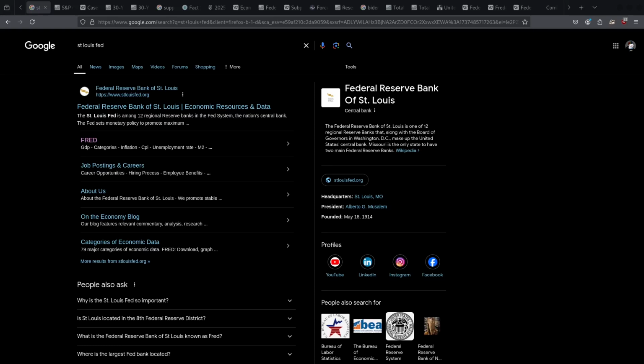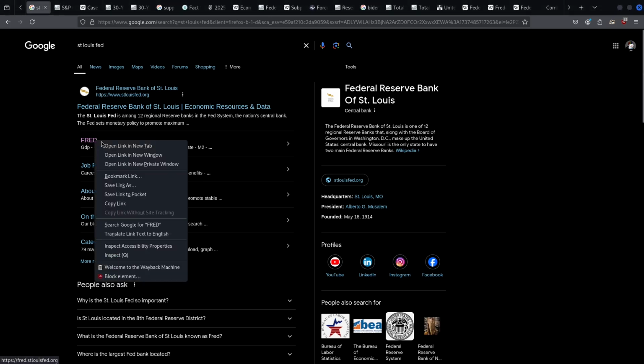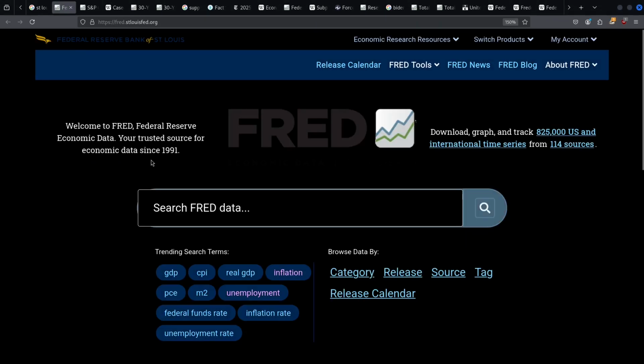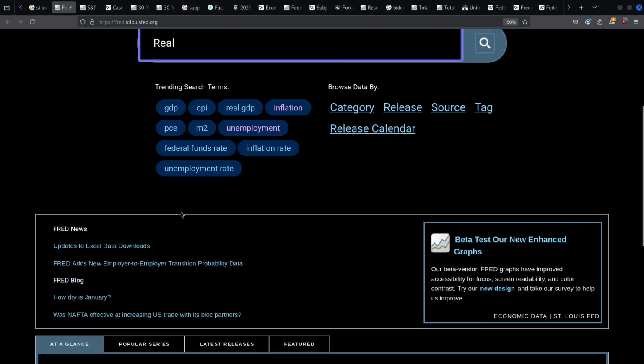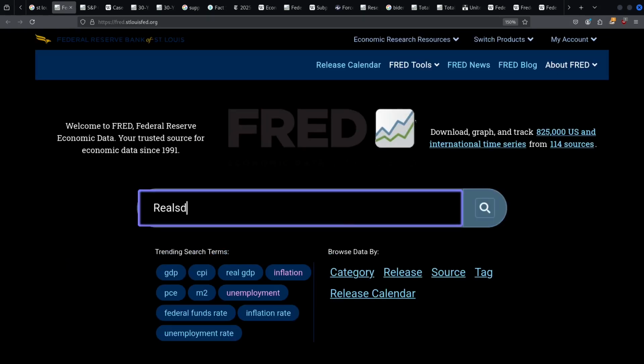The best website to visualize and obtain macro level data is FRED. FRED is the Federal Reserve Economic Data. It's hosted and provided by the St. Louis Federal Reserve. You can come in here and search for things such as "real" and it'll give you a bunch of options, or GDP, or whatever.